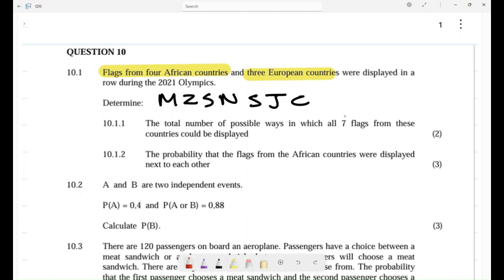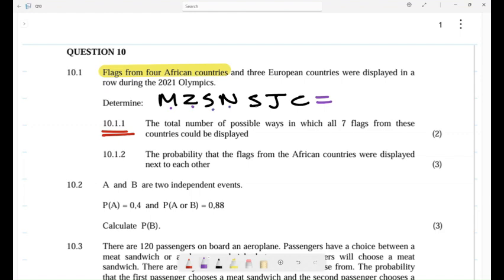So the question they would like to ask is to determine the total number of possible ways in which the flags can be displayed. Let's look at 10.1.1. It says determine the total number of possible ways in which all 7 flags from the countries could be displayed. We can start with this one, and this becomes number 2, number 3, number 4, number 5, number 6, number 7. Or this can be number 7, this can be number 1, number 4, number 5. So there are many ways in which you can place these flags.